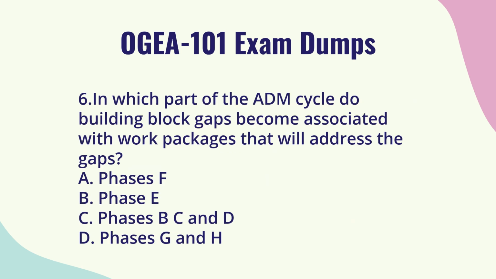6. In which part of the ADM cycle do building block gaps become associated with work packages that will address the gaps? A. Phase F. B. Phase E. C. Phases B, C and D. D. Phases G and H.